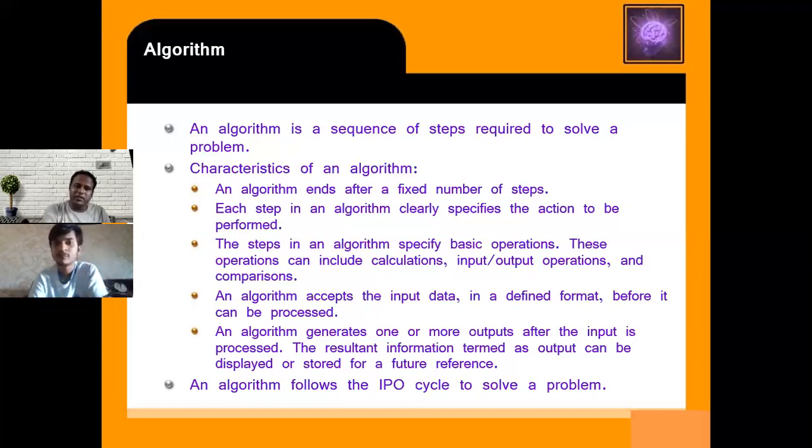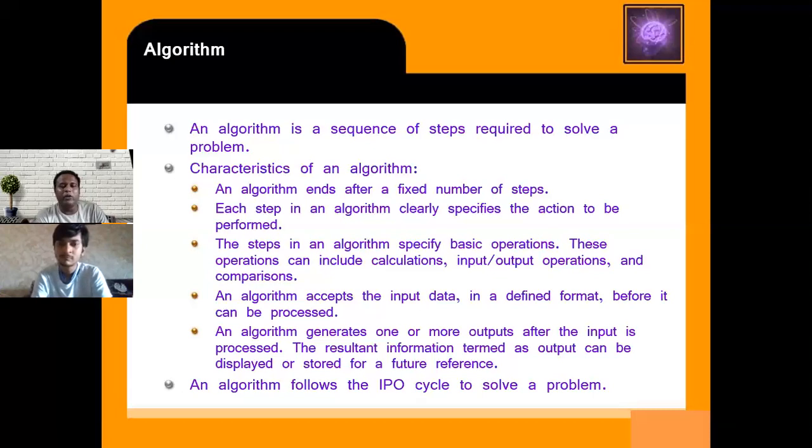Every device you purchase from the market has a manual. In the manual, they describe what action you have to perform and how to perform it. The steps in the algorithm specify the basic steps. An algorithm ends after a fixed number of steps. Every problem has a solution.